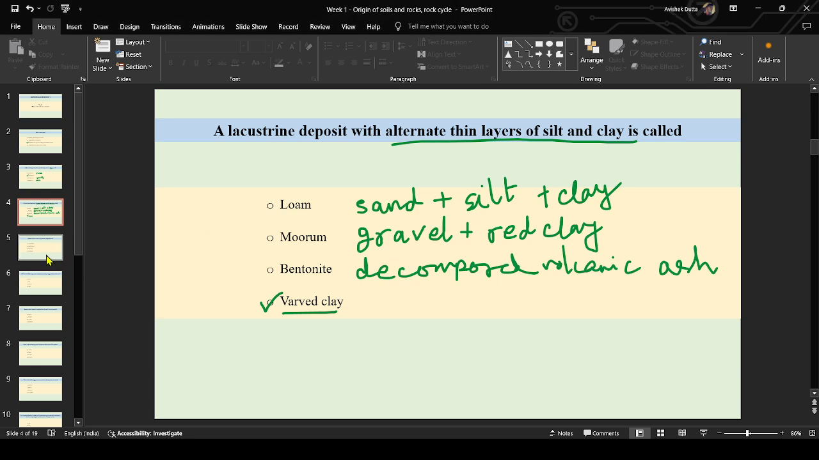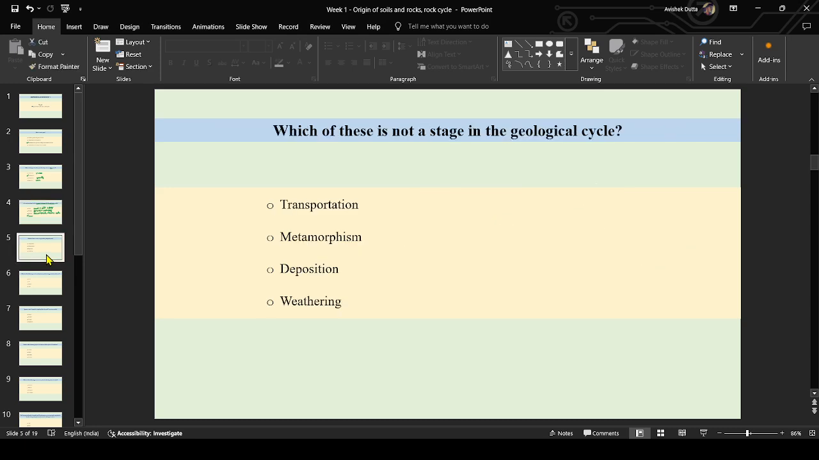Yes, sir. Next question. Which of these is not a stage in the geological cycle? Metamorphism, sir. Okay, metamorphism. Then what is metamorphism?